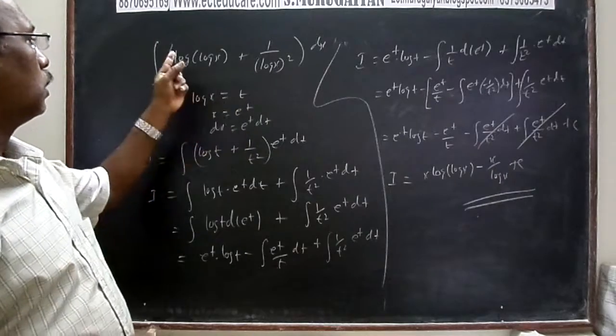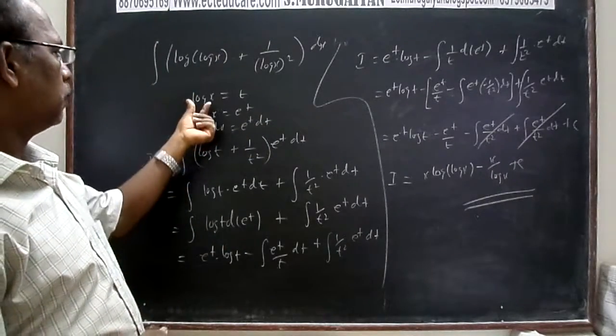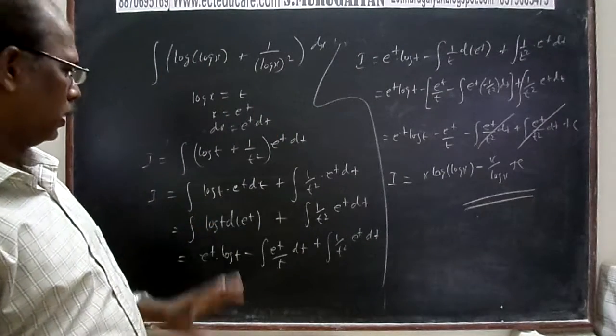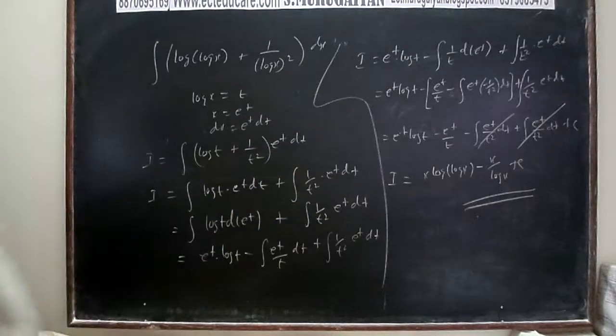This is also a function of log x. Because of function of log x, we took log x equal to t, we converted the entire integral in terms of t, then we identified the method, we got the result. Go through it.